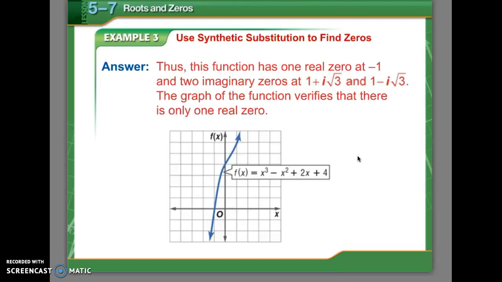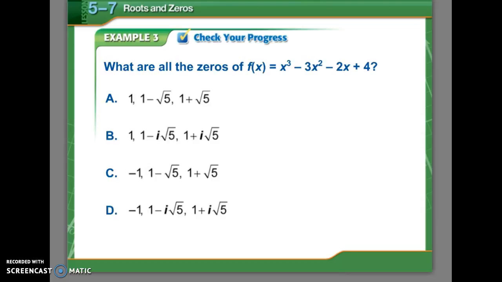So we're looking at the graph here on example 3 of the answer, and we can see that since the function had one real zero at -1, you can see it crosses the x-axis at -1. And the other two zeros are imaginary numbers, so the function's not actually going to cross the x-axis whenever there's an imaginary zero. So here's what our graph looks like.